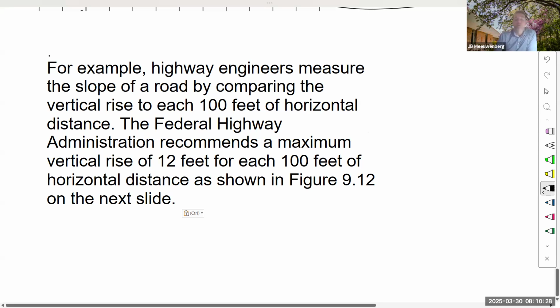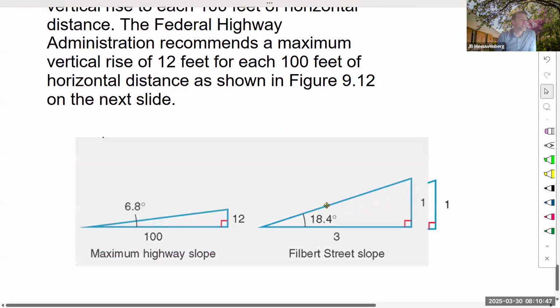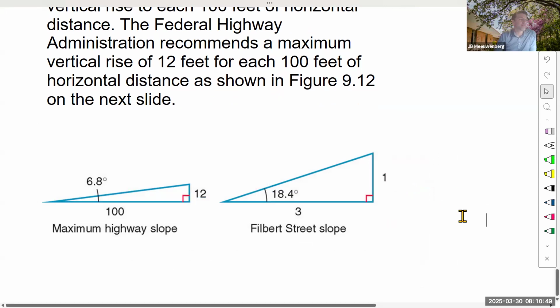However, when you are on secondary streets, on back roads, that's not quite as important. And so there's actually a road in San Francisco that's incredibly steep. So it actually increases by 1 foot for every 3 feet that you're driving on the road horizontally. And so this is this idea of slope.